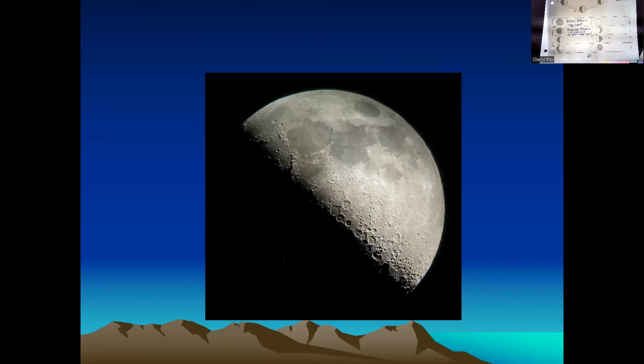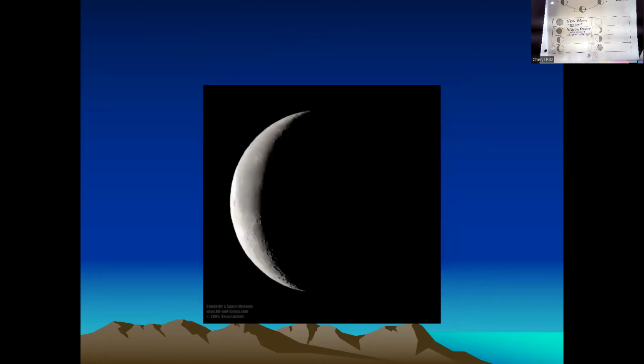Quarter. Then label it as waxing or waning. And what side is the light on? The right. So all together, this is a waxing quarter. Okay, or 3 of you. Nice job. Now this one, nobody say anything out loud.